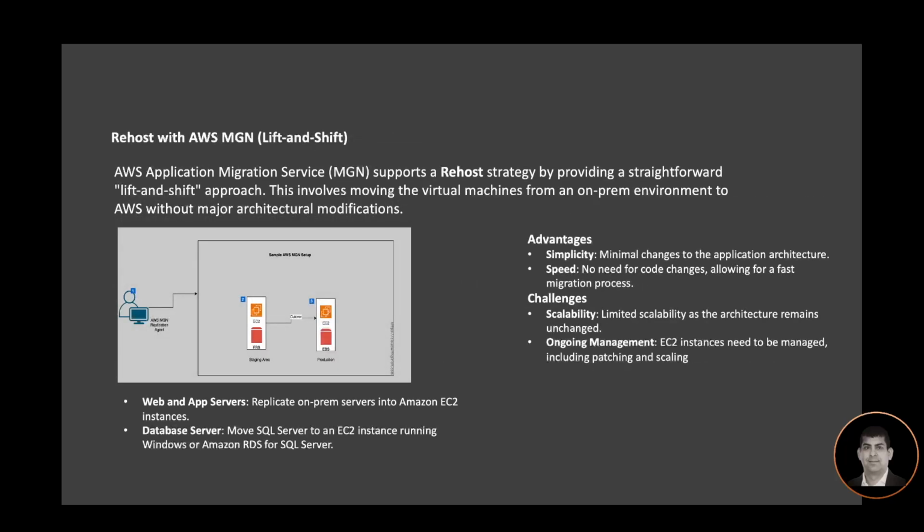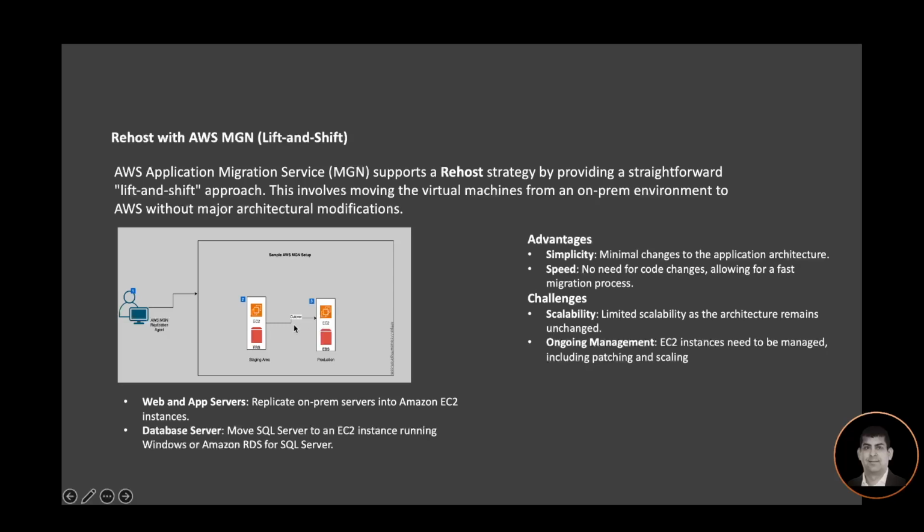So let's look at a simplified view again. Rehost with the AWS migration service, which is named MGN. If you are in the AWS console, you can look at this service from there. It's a rehost strategy providing a straightforward lift and shift approach. This simply involves moving your on-prem virtual machine from an on-prem environment to AWS without major architecture modification.